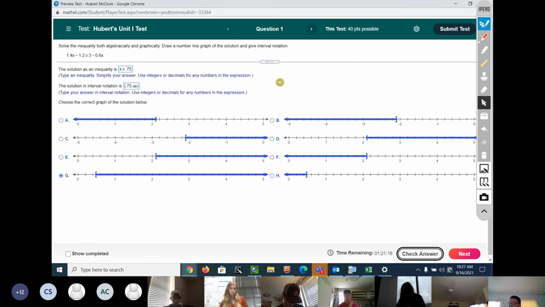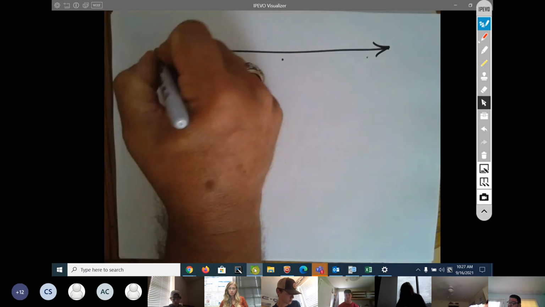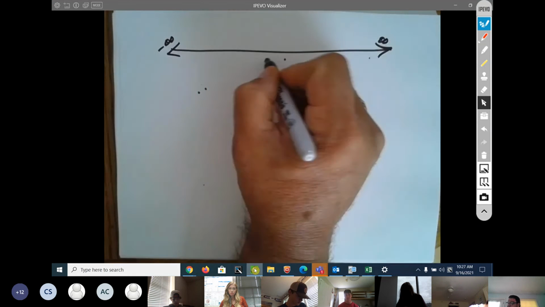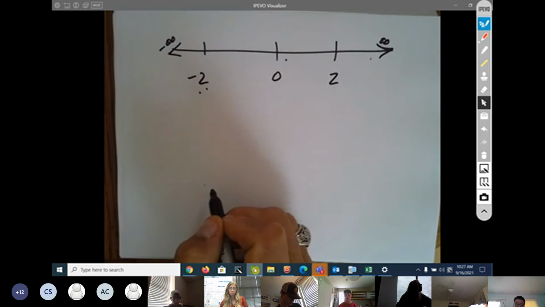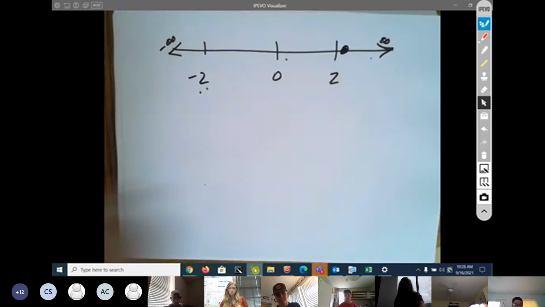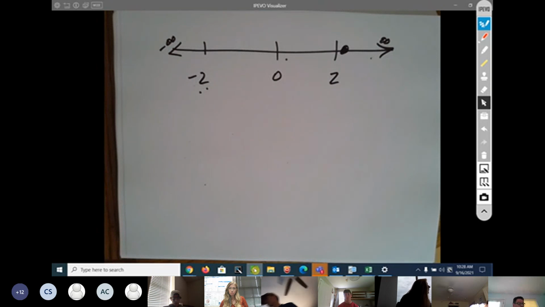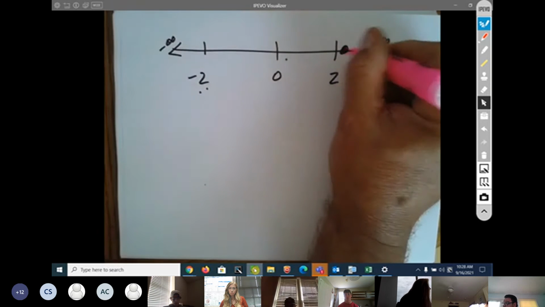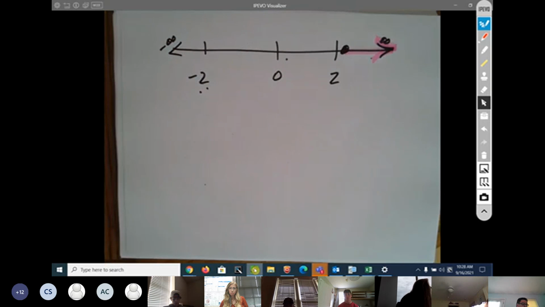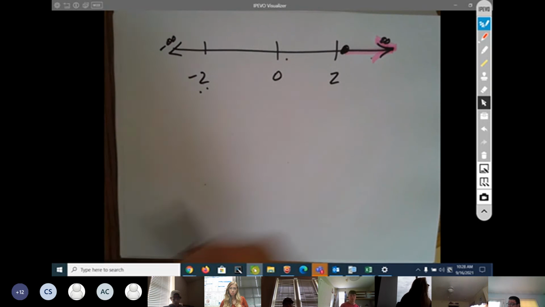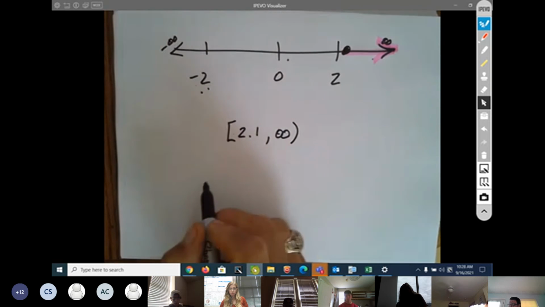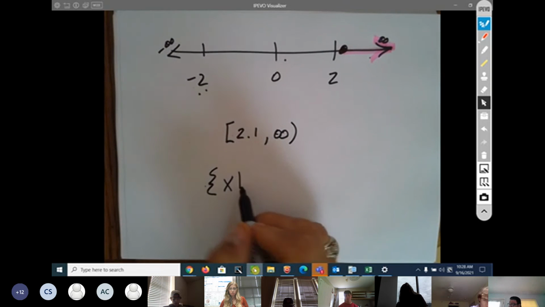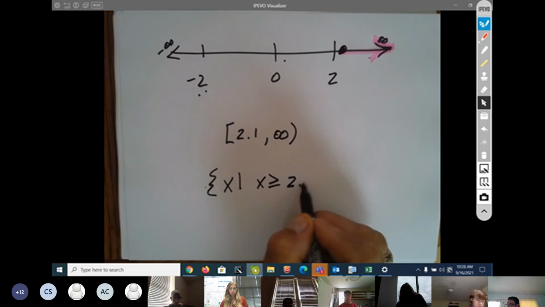So let me write the answers down again. Sorry about that. This is negative infinity. This is positive infinity. This is 0. This is negative 2. This is positive 2. 2.1 is right here. So it looks like this. And interval notation would be 2.1, comma, infinity. And set builder notation would be x such that x is greater than or equal to 2.1.